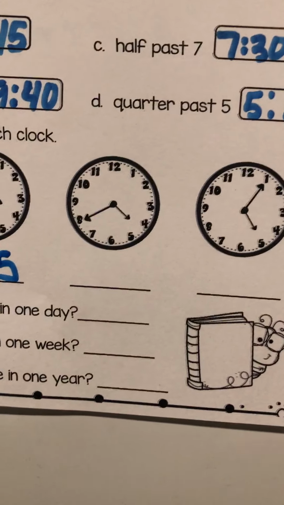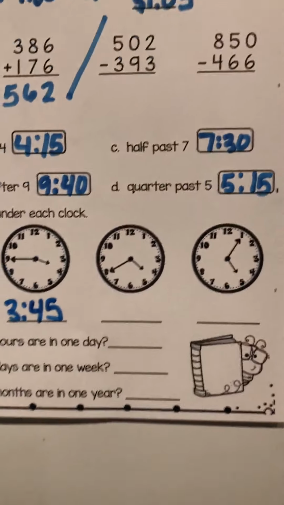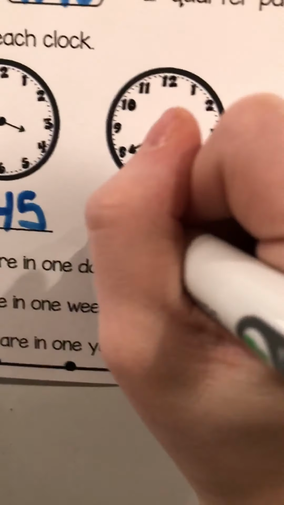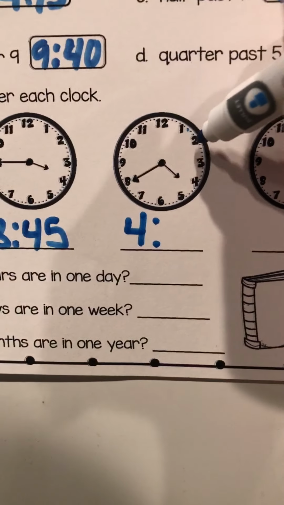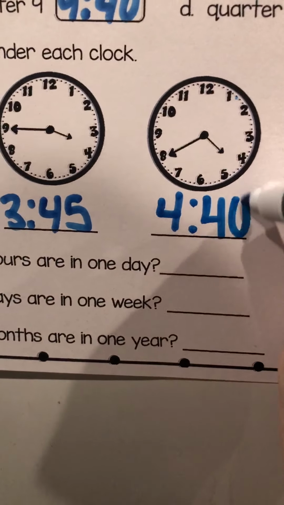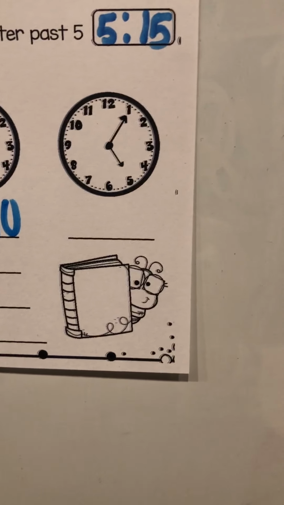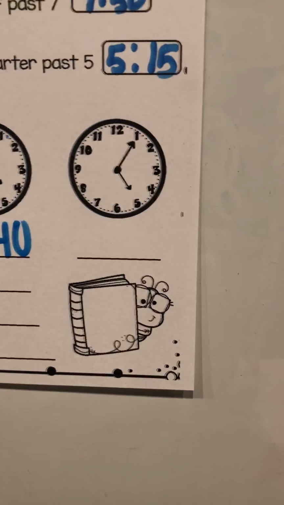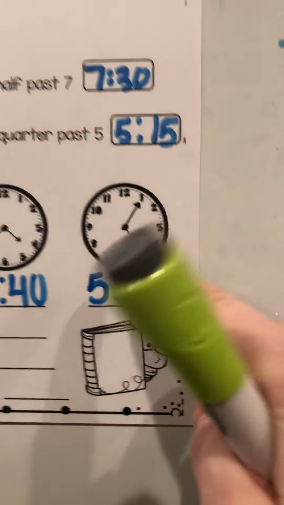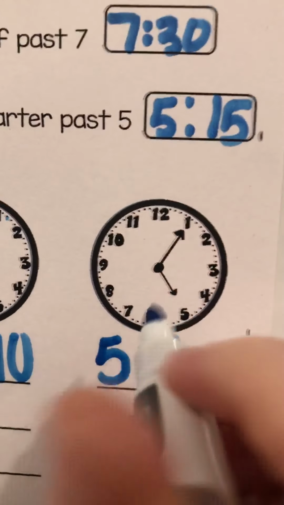Then on this clock, we have our hour hand is between our 4 and our 5, and our minute hand is pointing at our 8. So we know that it's going to say 4, and 5, 10, 15, 20, 25, 30, 35, 40. So we know it's going to be 4:40 on this clock. And we're going to come over here, and we see that our hour hand is pointing to the 5. So we are going to write 5, and our minute hand is pointing to the 1, which is 5:05.